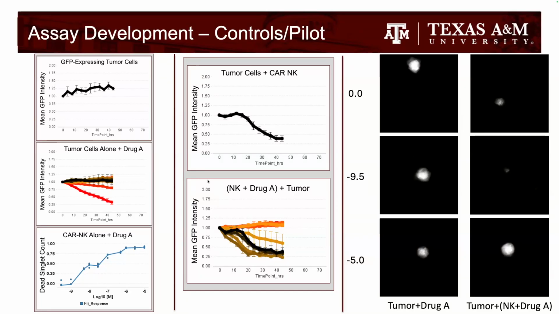And you can see the -9.5 is illustrated in the video in the middle. You can see that the spheroid is disappearing in time, and they're sort of time matched. You can see that it goes away much quicker than the panel right above it.